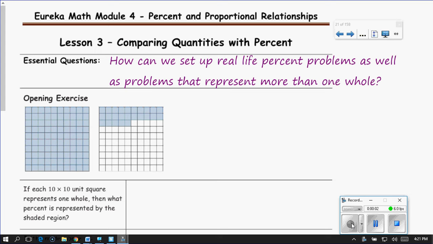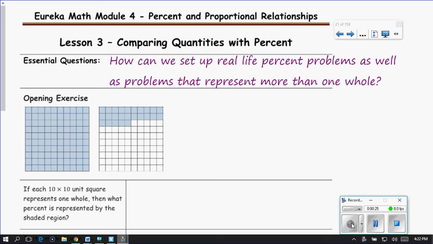Hi everyone, this is Module 4, Lesson 3. Today we are comparing quantities with percent, and our essential question is, how can we set up real-life percent problems as well as problems that represent more than one whole? As you see that more than one whole, you can already tell in the opening exercise that there's one whole square plus some more. So let's go ahead and talk about this opening exercise.